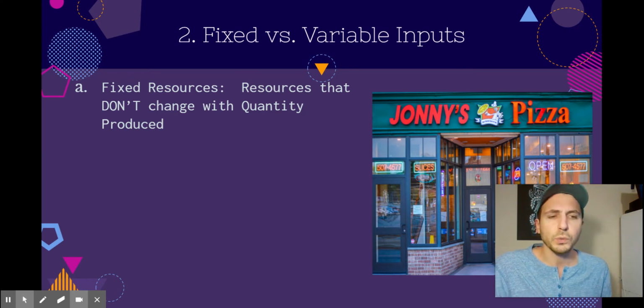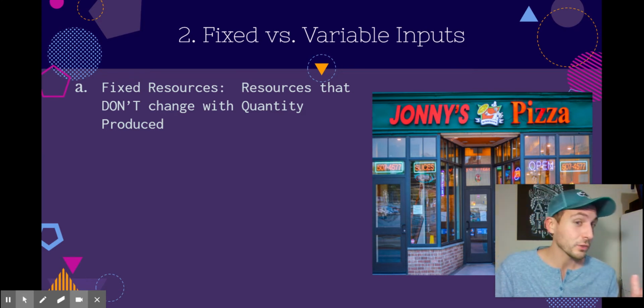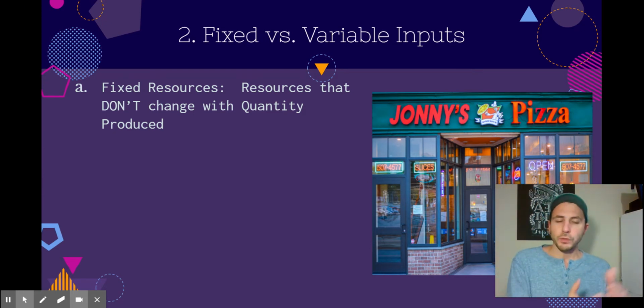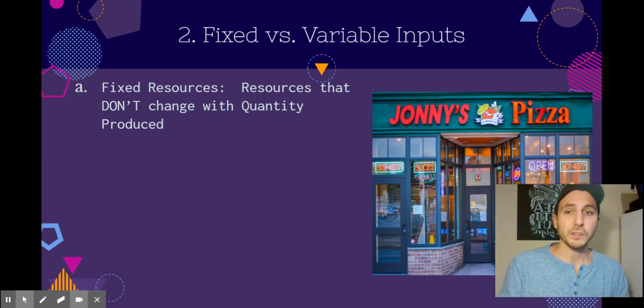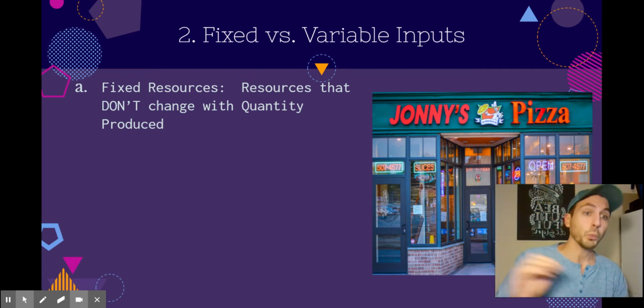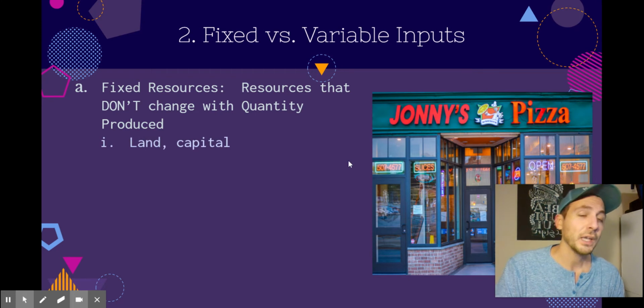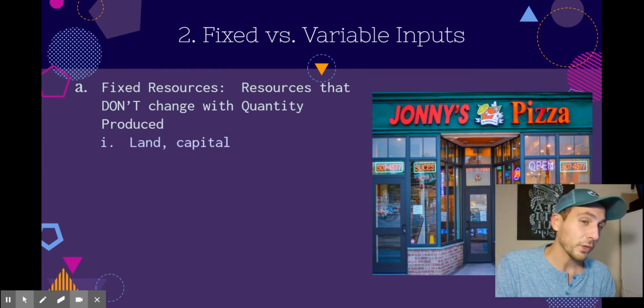If I want to produce more pizzas, I don't have to buy another shop. I don't have to buy another refrigerator. I mean, I might have to eventually, right? If I'm upping my quantity by a dramatic amount, I might need a second oven or I might need a second refrigerator. But generally speaking, those are fixed resources. In order to produce one additional pizza, I don't have to buy another oven. That's fixed. So land and capital, out of our resources, tend to fall under that area.